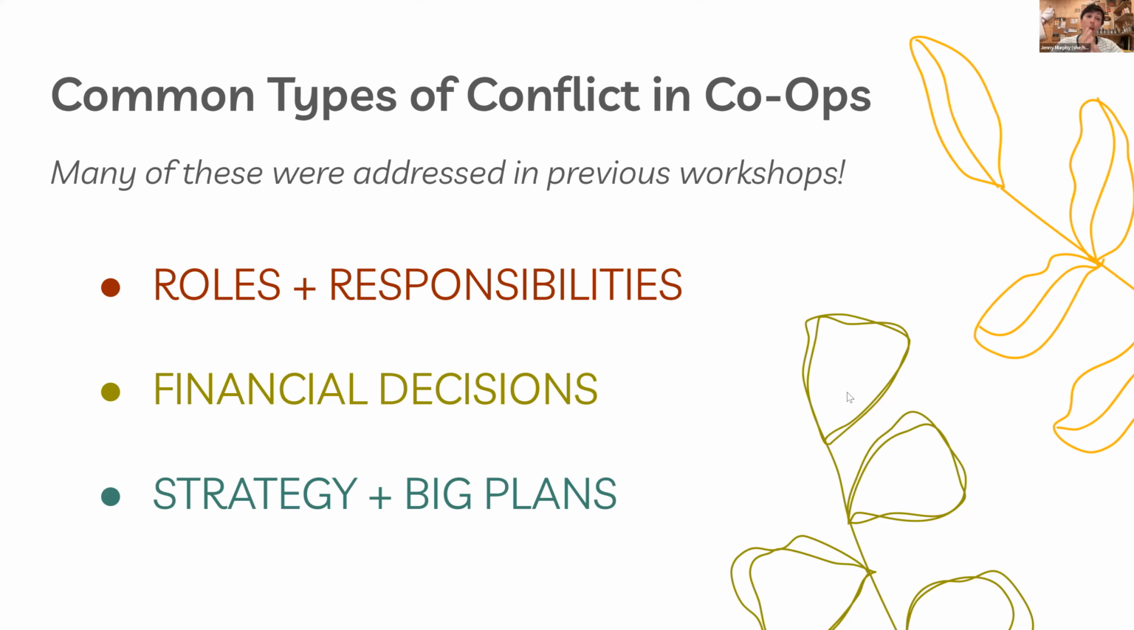similar to Chris, preventative tools, or tools that you can put in place to help resolve conflicts a little bit easier. Some areas of focus for conflicts would be roles and responsibilities, financial decisions, and strategy and big plans. These are all things that if you have a worker-owned co-op, all of your worker owners should be involved in. And so when all those people get involved, there might be differing opinions, which could lead to conflict. So we'll go to the next slide.